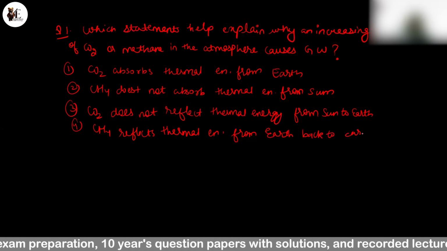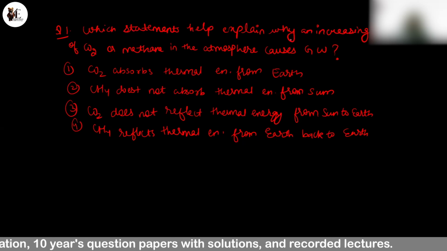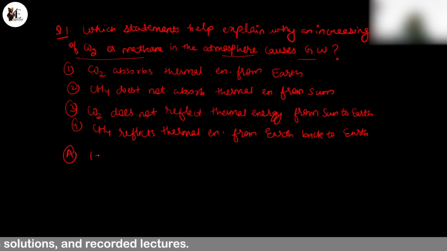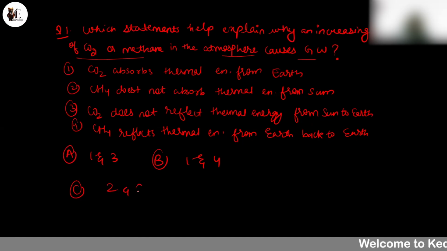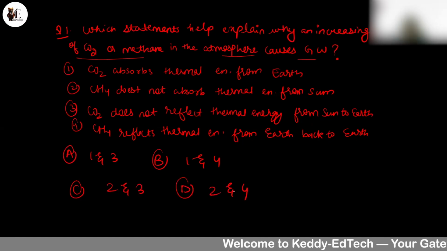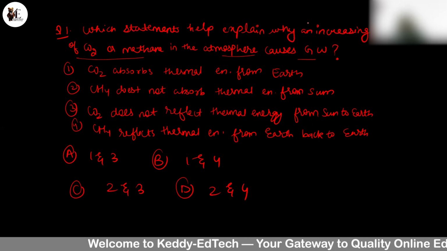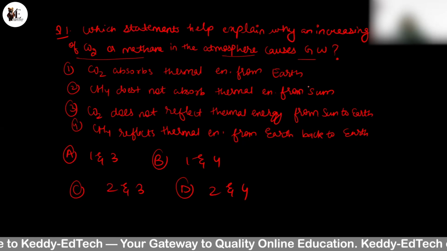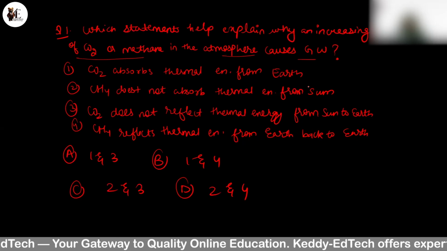So you have to tell me which statement helps explain why an increasing amount of carbon dioxide or methane in the atmosphere causes global warming. Option A is 1 and 3. Option B is 1 and 4. Option C is 2 and 3. And option D is 2 and 4. So read this question and try to answer it. Which option should be correct? Then I will explain. You also try to read and analyze the question and give a guess so that I can explain.